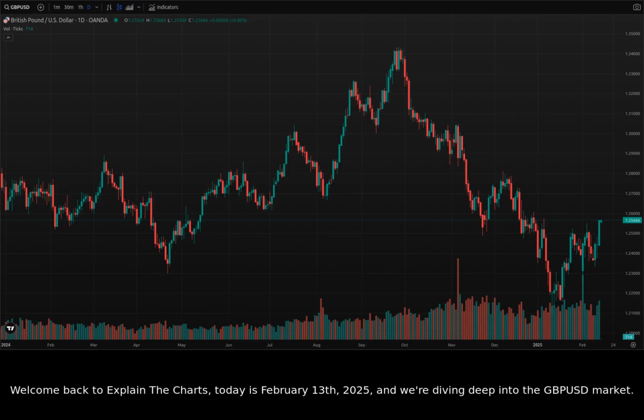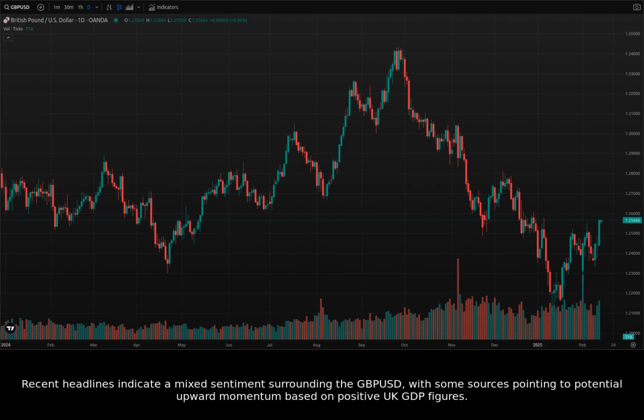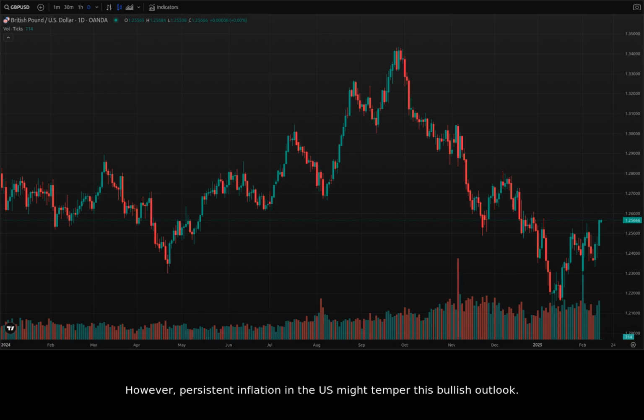Today is February 13th, 2025, and we're diving deep into the GBPUSD market. Recent headlines indicate a mixed sentiment surrounding the GBPUSD, with some sources pointing to potential upward momentum based on positive UK GDP figures. However, persistent inflation in the US might temper this bullish outlook.